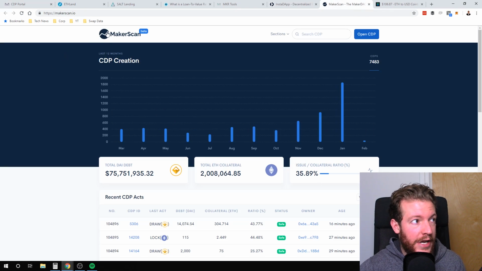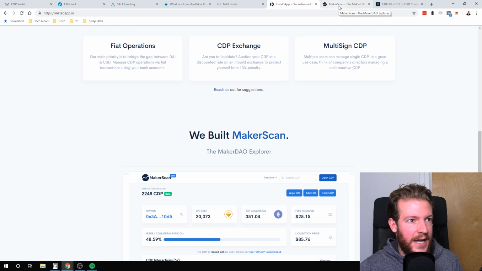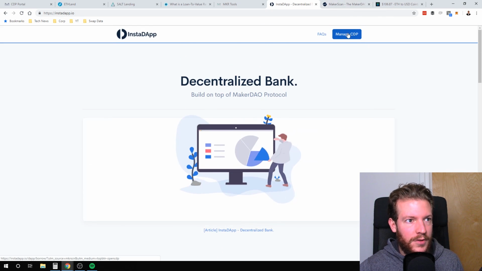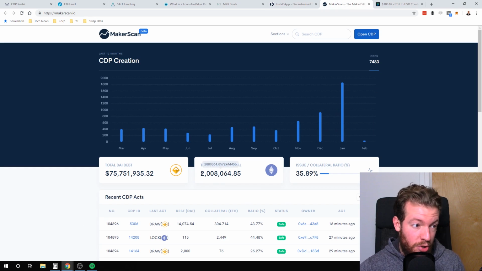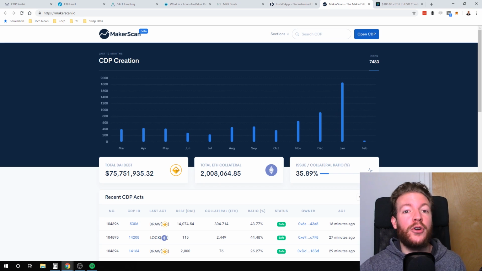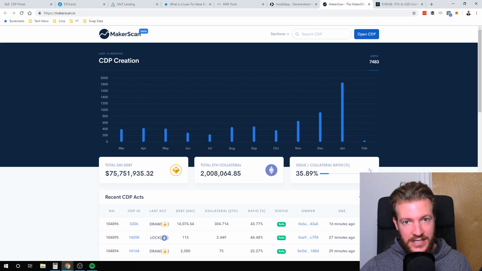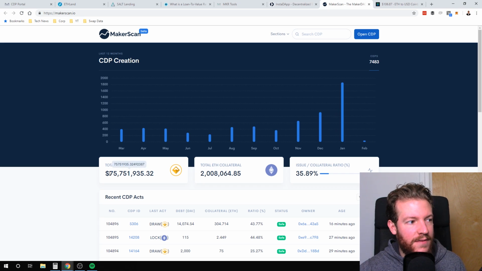And right now, if you go over here on makerscan.io, there's a company, Instadap. They built some pretty cool stuff, instadap.io. They also have a pretty user interface to create a CDP. But if you go over here, there is right now 2 million Ethereum being put up as collateral in MakerDAO CDPs. What is 2 million Ethereum? That's about $210 million at this point in time that is currently within the MakerDAO CDP system. And that has actually minted 75 million DAI. So that's the market cap of DAI at this point in time, or close to the market cap of DAI. And that's how DAI is created.